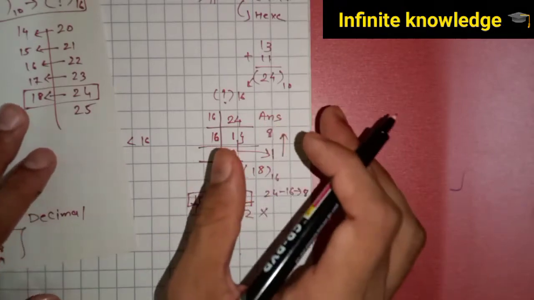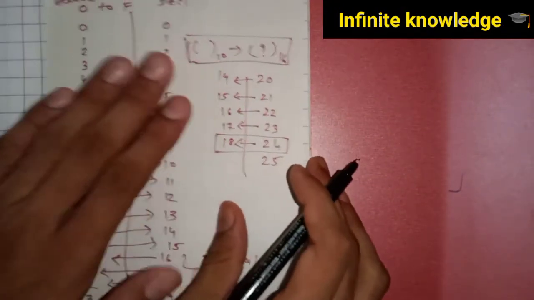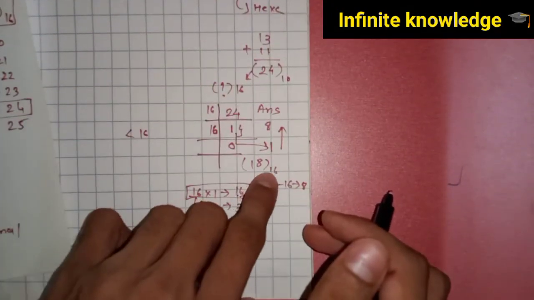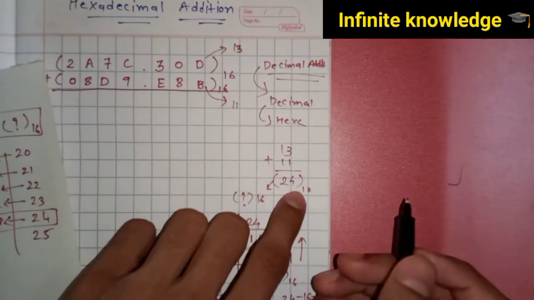This is the subtraction, or division, method, and this is the simple table method, but this method is lengthy. So you have to subtract directly this way and get the answer simply. So what we get is 13 plus 11. In decimal it is 24.